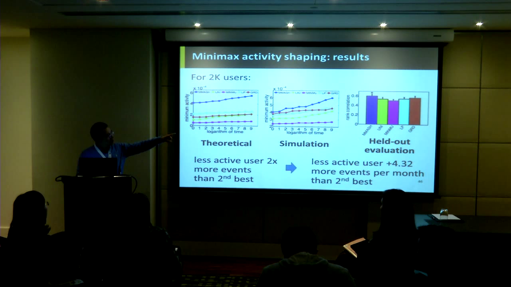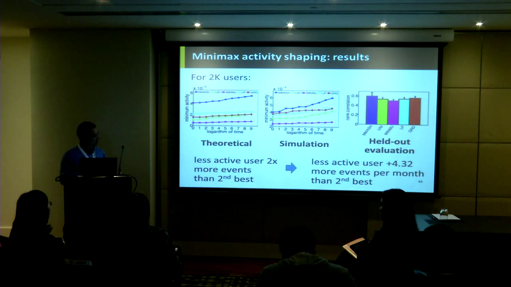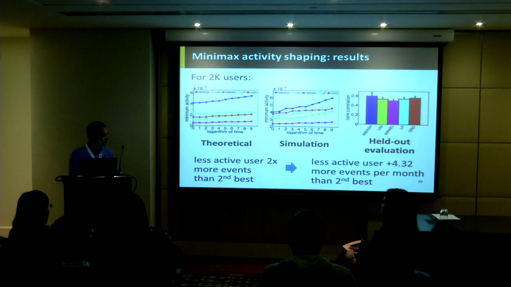So in this case, the algorithm provided by this activity shaping framework, convex optimization, is again better. The star there just denotes the statistical significance. So what it translates to in the real world setting is you can make those less active users generate two times more events than the second best. Right. So any other question about this setting?